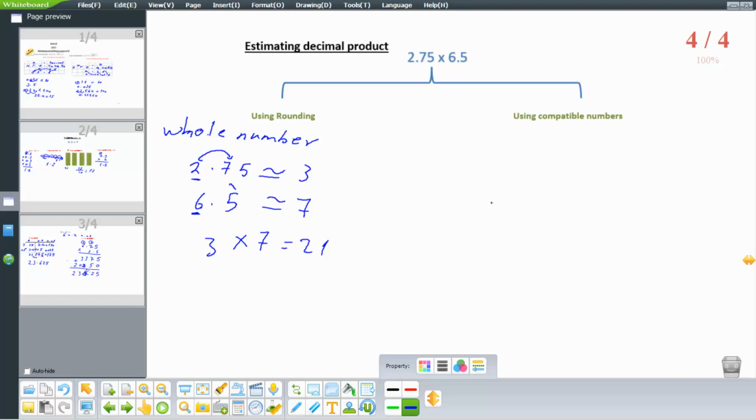Okay, the other way is estimating using compatible numbers. Okay, if I use 2.75, the compatible number to multiply it by 6.5 will be, the closest number is 3. Okay, so it will be 3 times 6.5. Okay, let's multiply. It will be 3 times 5, 15. 5 and carry up 1. 3 times 6, 18 plus 1 equal 19. So the answer will be 19.5. Okay.